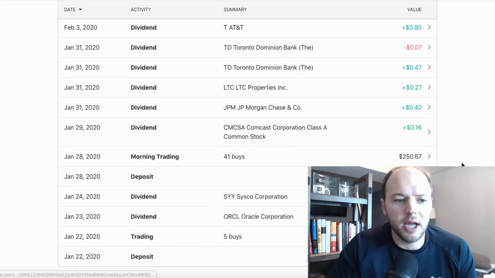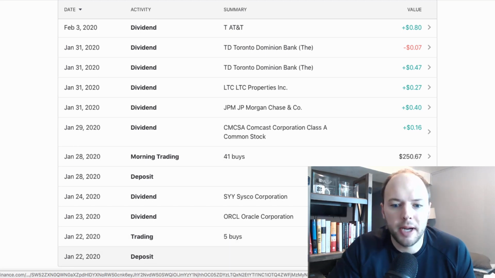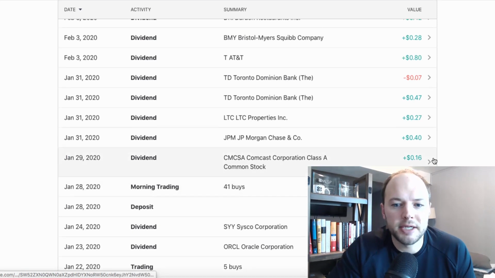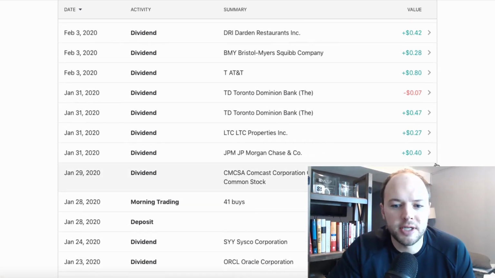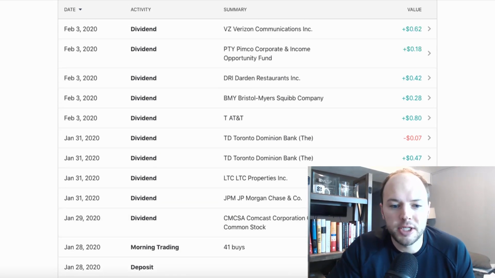So obviously I put some money into my account, more money into my account since the last time, right? So I started depositing more money in my account, $100 here, $250 there. So I started adding more buys, okay? So I'm starting to get paid more dividends as well. Obviously, you can see the ripple effect of these dividends. They're really starting to take effect now.